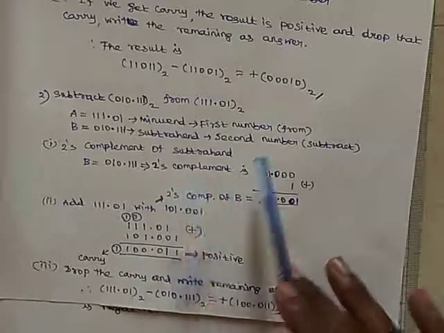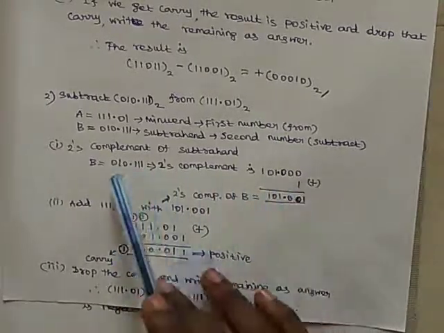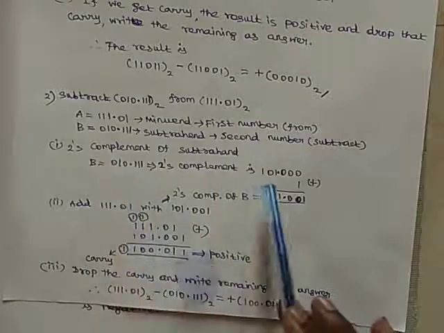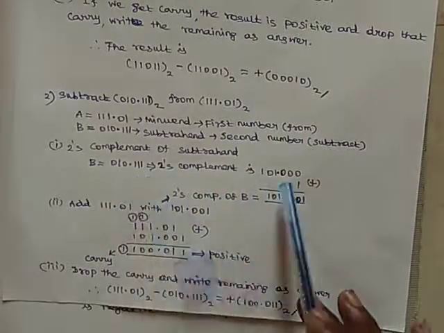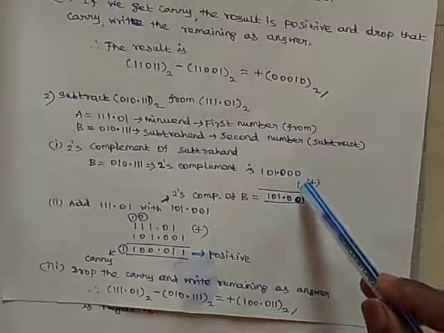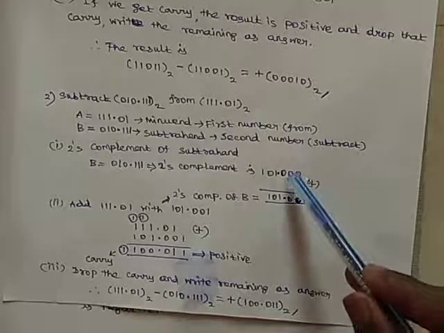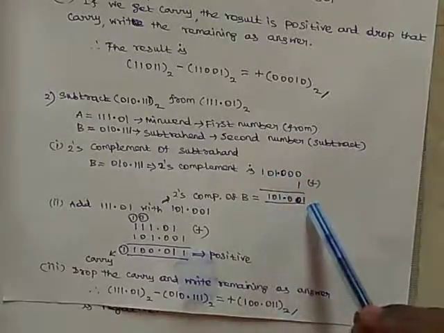So what is 2's complement? 1's complement plus 1. Here the first step is we convert all the zeros into 1 and 1's into zeros. So 0 is converted into 1, 1 is converted into 0, 0 is converted into 1. 101.000. Then we add 1 to the 1's complement. So 0 plus 1 is 1, and so on, giving 101.001. That is the 2's complement of the B.